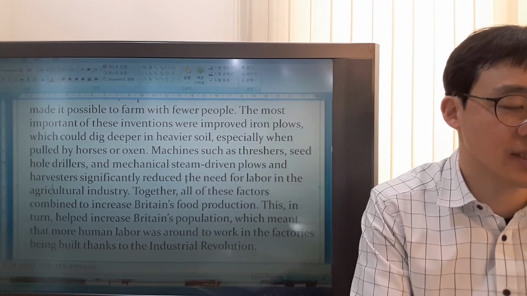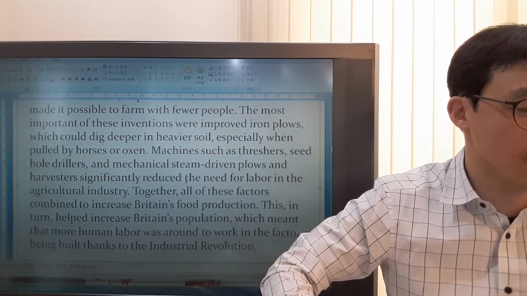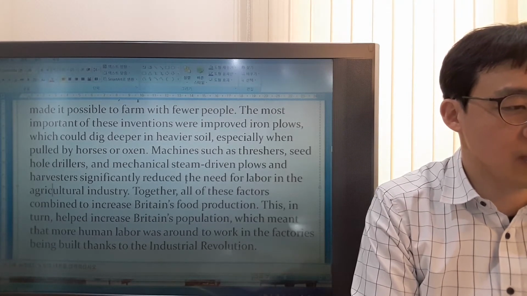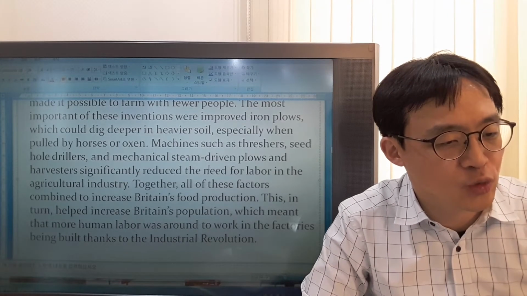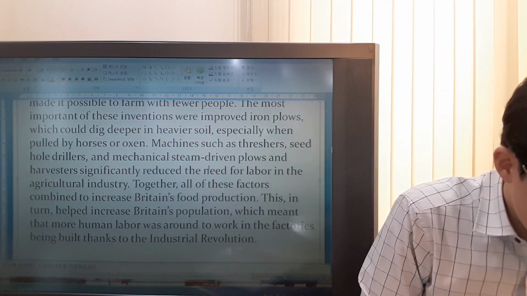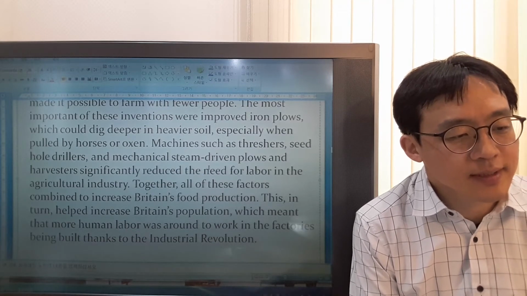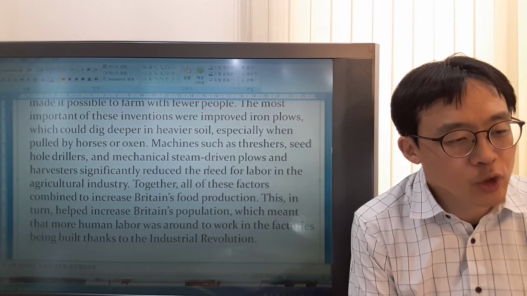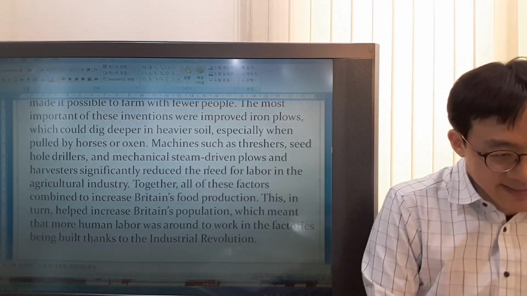And harvesters, what's the harvester? Harvester is a machine that cuts and sometimes collects the crops such as wheat. Significantly. That means what? Meaningfully, all right? Large enough to be meaningful, okay? And these factors joined to increase Britain's food production. All of these factors are what? The four factors, not only the machines, the mechanization of the farming implements. This, as a result, helped increase the number of people in Britain, which meant more human labor was available for working in the factories being built, caused by the Industrial Revolution.